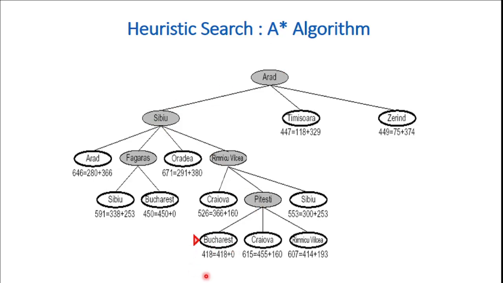So what is the actual value? The total cost from the A-star algorithm is nothing but 418. Right? Now you have calculated the cost as well as the path. This is how your A-star algorithm works.